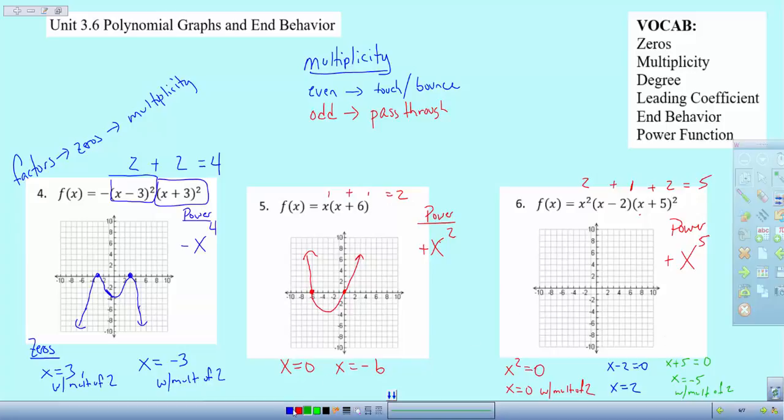So when I come up here and I start graphing this, that means I'm going to cross the x-axis at positive 2. I'm going to touch the x-axis at negative 5. And I'm also going to touch at 0. Now the question is to establish what my end behavior is going to look like. Well, I'm a 5th degree function. So I'm an odd degree function.